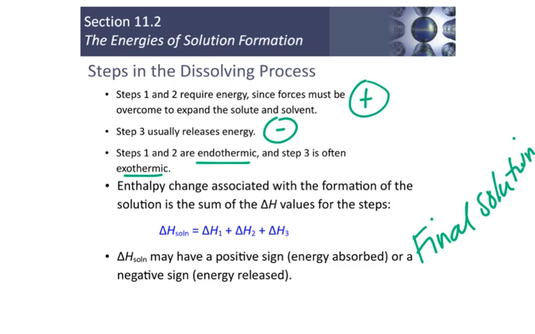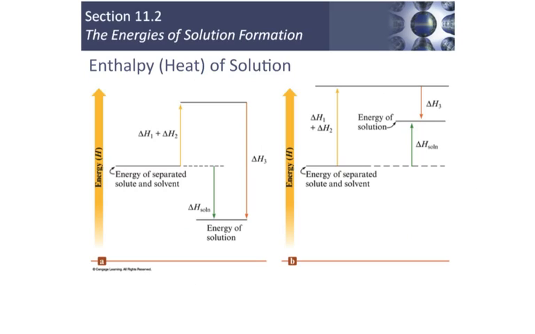If it is endo or exo. So kind of like with our hand warmer lab, if it released more energy than it took to break apart the things or overcome those forces, then it was exothermic. And if it didn't, then it was endothermic. Right. One more way to explain this.